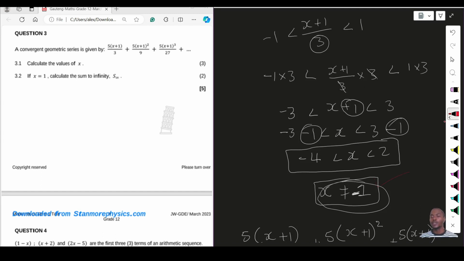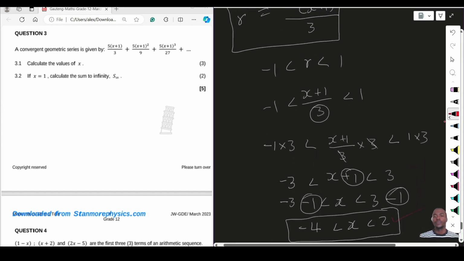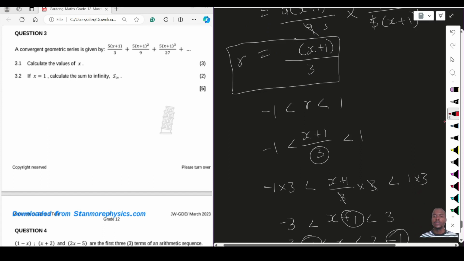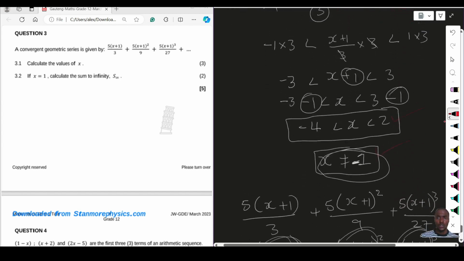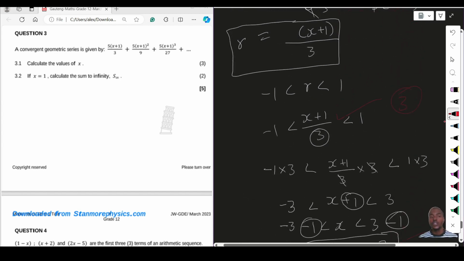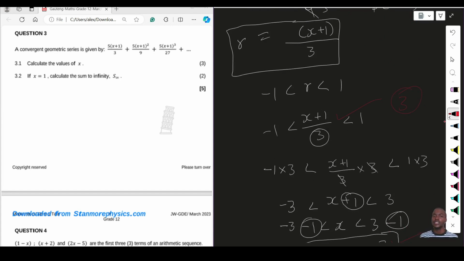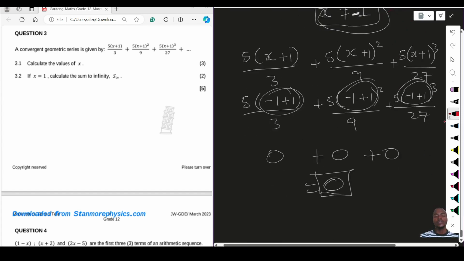So you get a mark for realizing that. You get a mark for writing x between -4 and 2. Then another mark that you get is when you put (x plus 1) over 3 between -1 and 1, you get another mark. So far, this is 3 marks. So I hope, guys, you understood. If you did not, try to rewind maybe 3 times so that it makes sense. What is important here is understanding, not just solving. So try to understand. Let's move to 3.2.